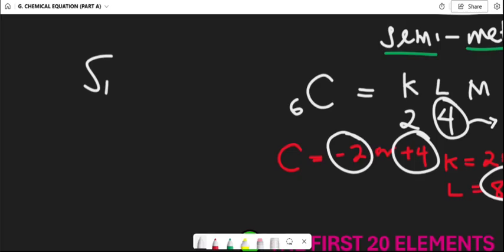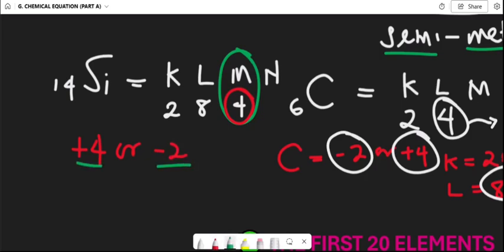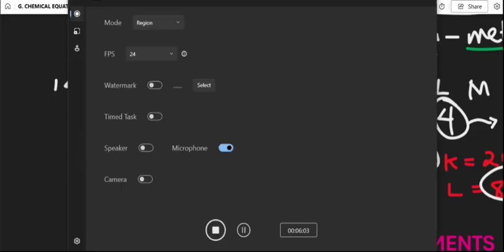Another example is silicon. Silicon is number 14 and it is symbolized as Si. When we arrange silicon on the K, L, M shells, we have 2, 8, and 4. Consider the valency, which is on the M shell. It has 4 electrons, so it can either give or receive. It can give out the whole 4, or receive 4. So this is the valency for silicon. They behave like a metalloid, or you call them semi-metal.